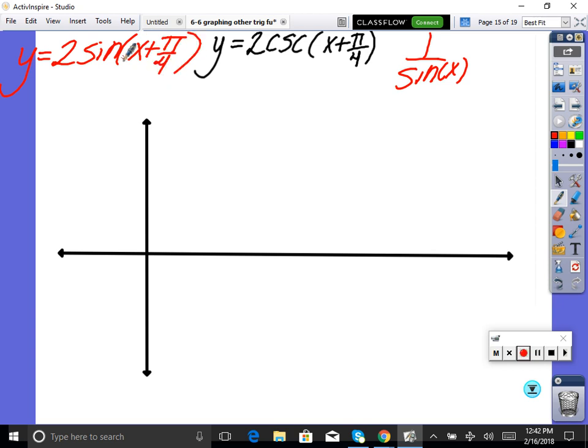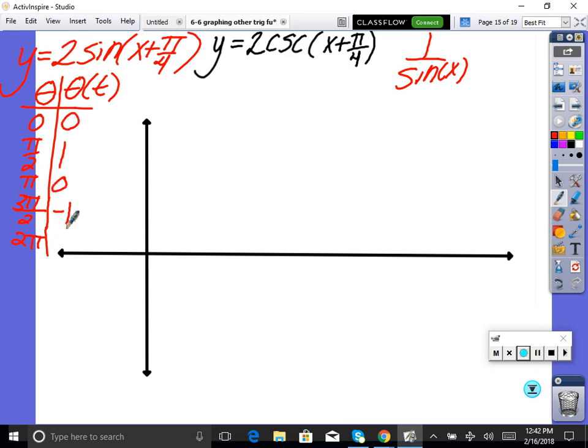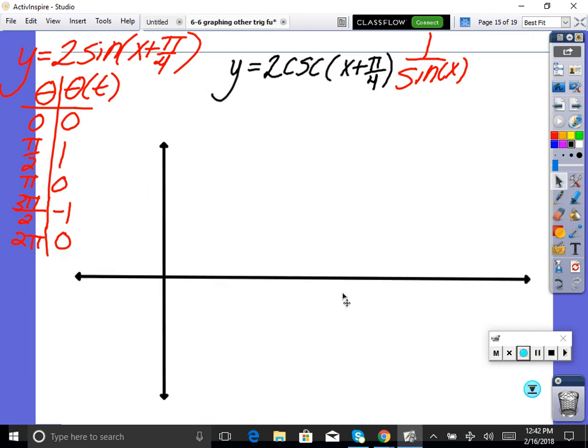With shifts left and right, I find it easiest to use the tactic of the parent function, just a reminder. So let's write down our parent function points. For sine, we go 0, pi halves, pi, 3 pi halves, 2 pi. I'm just writing out the parent function points. So then think of your pattern for sine. 0, max, 0, min, 0. There's my parent function points.